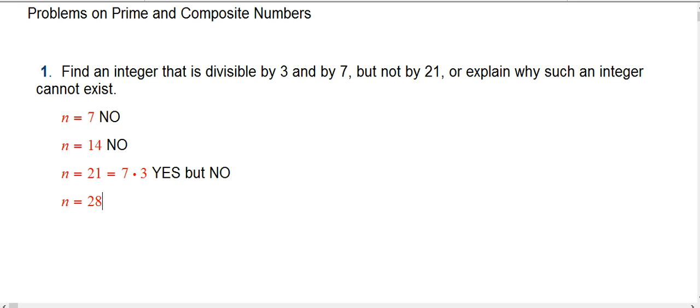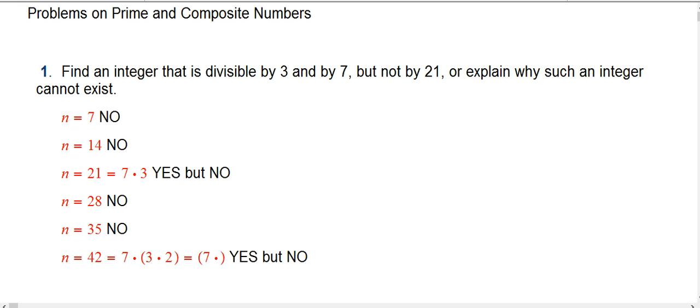n equals 28. No, that's not divisible by 3. n equals 35. Nope, not divisible by 3. n equals 42. Aha, yes, it's divisible by 3. It's 2 times 3 times 7. But no, because, oh darn it, it's one of those ones that's divisible by 21. This is 7 times 6, or 3 times 2. Of course that is 7 times 3 times 2, and so it's divisible by 21.